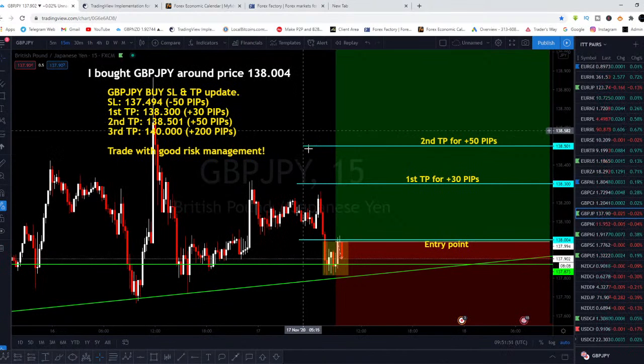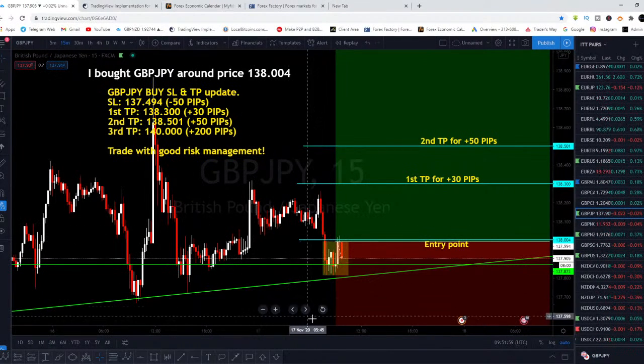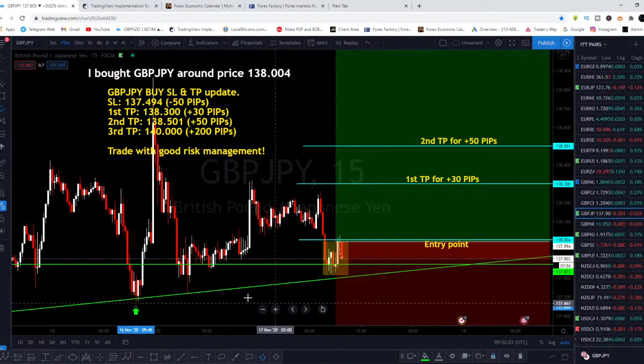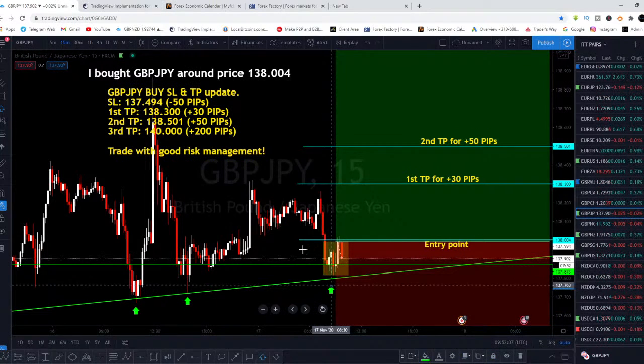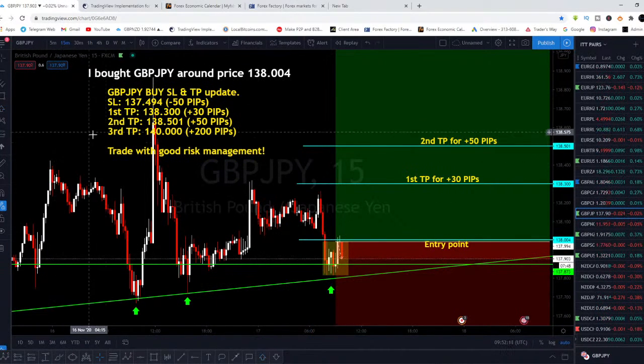So there we go. Right now it's still going down in a drawdown. Still moving in a drawdown. It is what it is, man. So I'm not going to trade much this week.